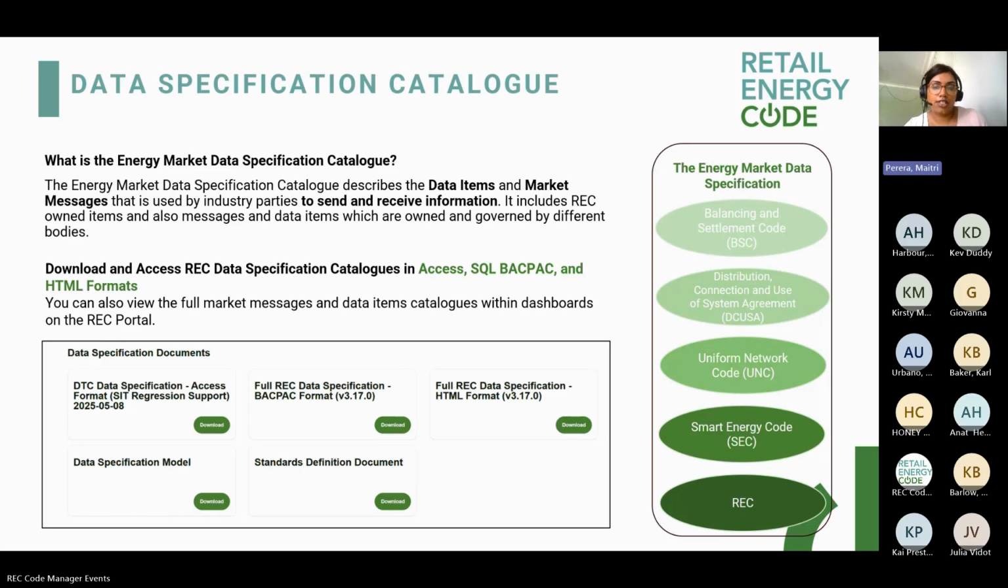In terms of items governed under the REC, the data specification contains the contents of the Data Transfer Network, DTN, which is electricity based, which was previously defined under the Master Registration Agreement, and the gas market messages that were previously defined under the Supply Point Administration Agreement. And if you have a look at the screenshot there on the bottom left hand corner, the full REC data specification catalogues can be downloaded from the REC portal via the code products drop down menu in 3 formats. So Access database, SQL backpack, and HTML. And next slide, please.